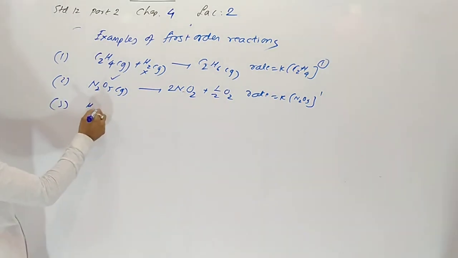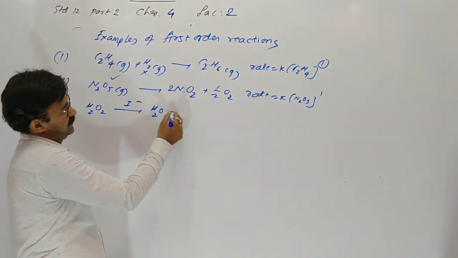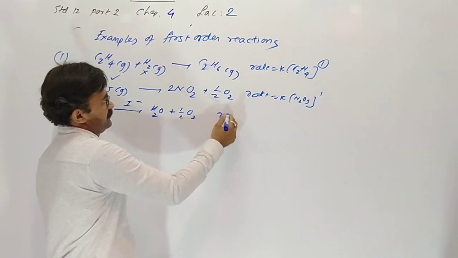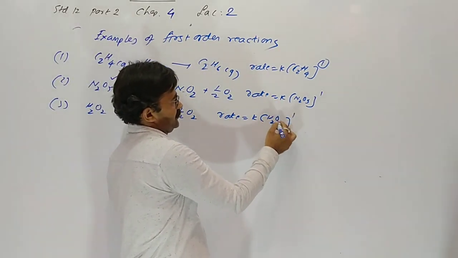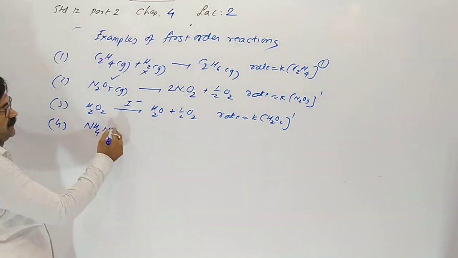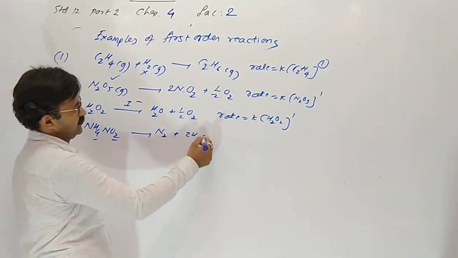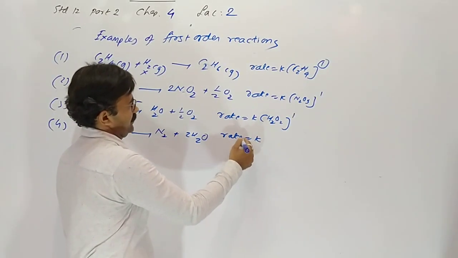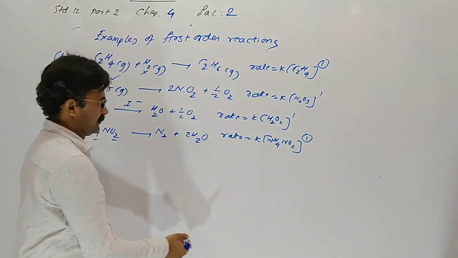Third one, decomposition of hydrogen peroxide gives water and oxygen. So rate equals K H2O2 raised to 1. Understood? Fourth one, ammonium nitrite NH4NO2. On decomposition it gives N2 and H2O. Here rate equals K ammonium nitrite raised to 1. Order is 1.